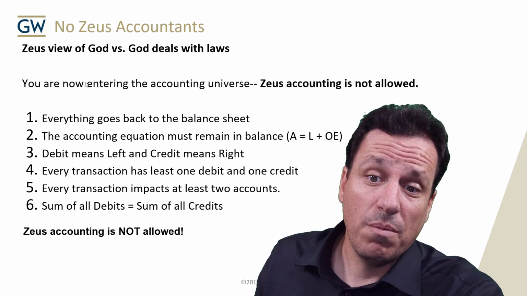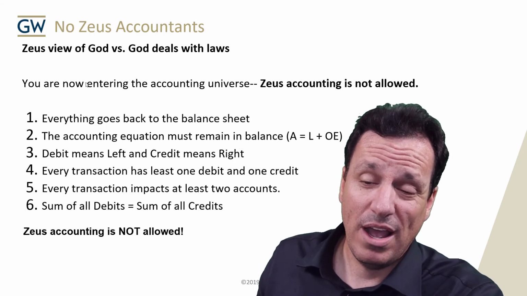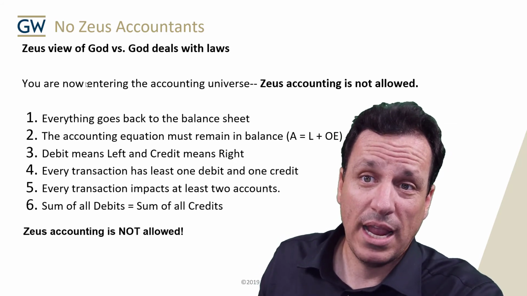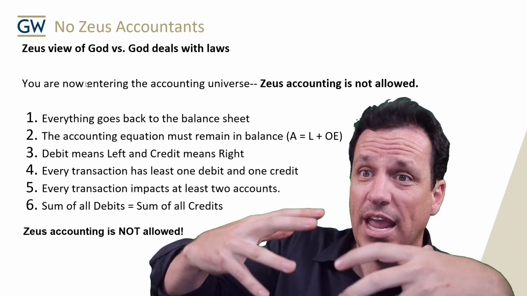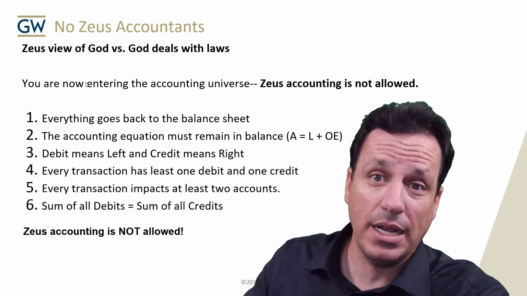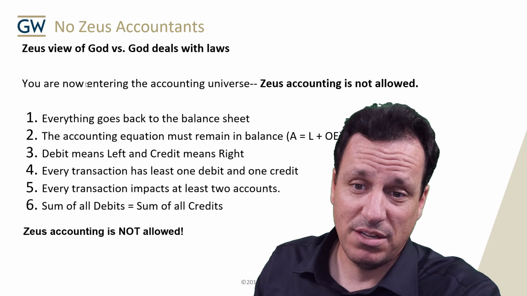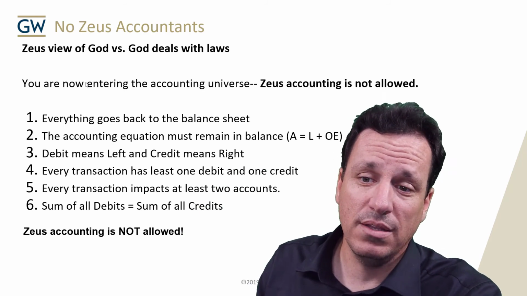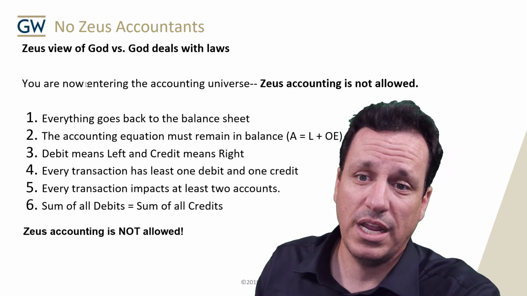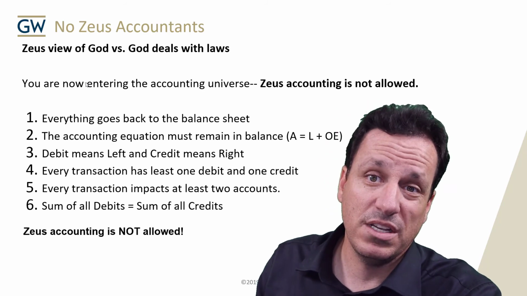And the final thing to remember, Zeus accounting is not allowed. You have to follow these rules, and you live in a universe of accounting, and these are the rules. And I want you to be Jedis when it comes to understanding this stuff. So no Zeus accounting in this class. You have to follow these rules, and anytime you deviate from these things, you're going to get something wrong.